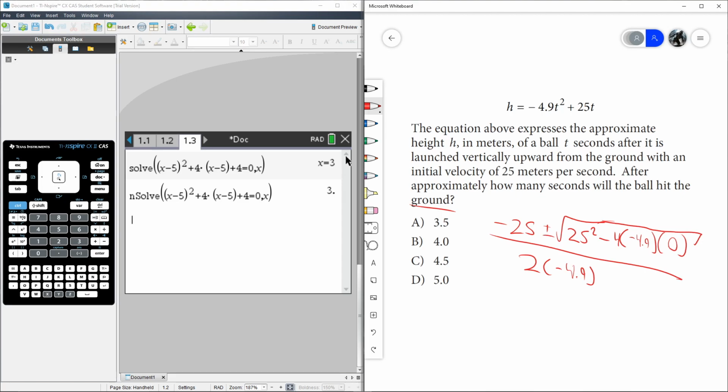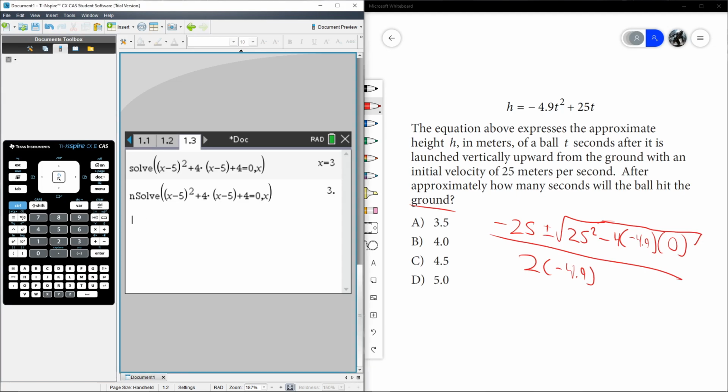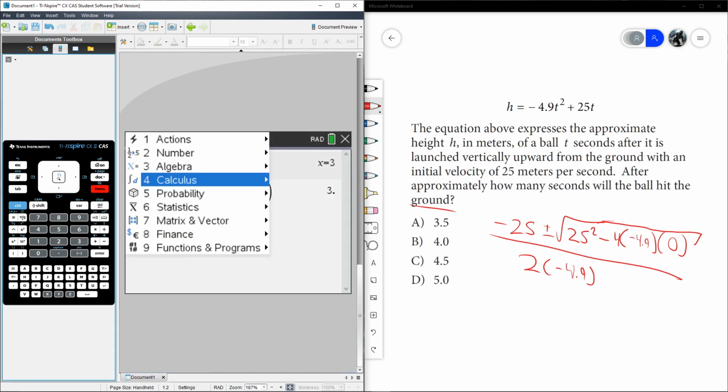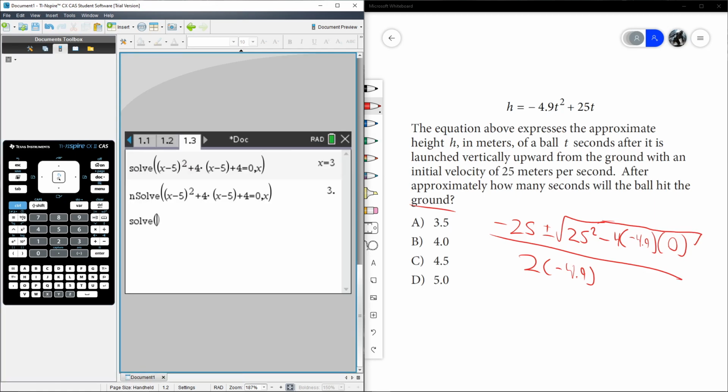Again, you're prone to making mistakes, and so as a result, this is something that can easily be solved. You can solve it both using the graph function as well as the nSolve function or solve function. This only has one result, so again, nSolve and solve will just return the same result. So if you go to menu, we go to algebra, solve, and then we can just punch in the whole equation. 0 equals negative 4.9 t squared plus 25t, and remember comma t because that's what we're solving for.